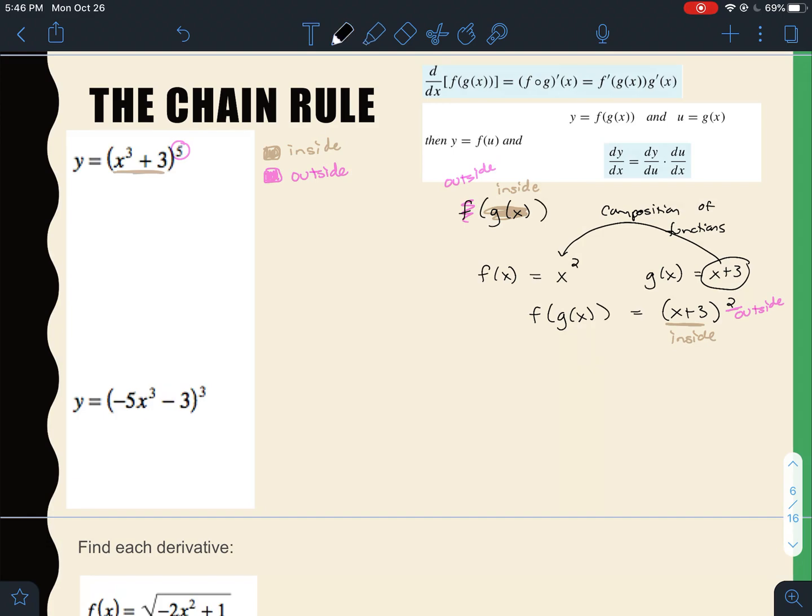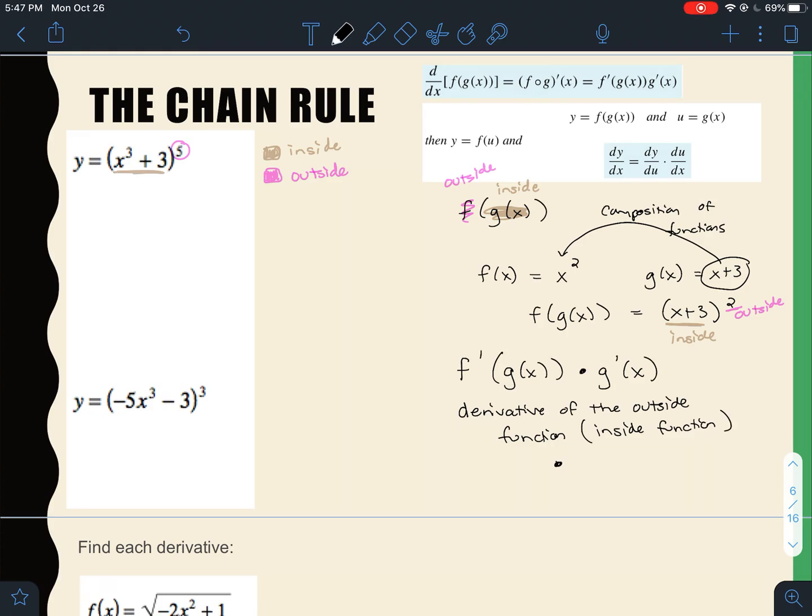When you're going to take the derivative using chain rule, you take the derivative of the outside function, whatever it is, and you leave the inside function alone. The inside function is going to stay the inside function. Then you multiply by the derivative of the inside. So in the middle of chain rule will be multiplication. You take the derivative of the outside function, and the inside function stays the inside function, so it'll still look like a composition. Then you multiply that by the derivative of the inside function.